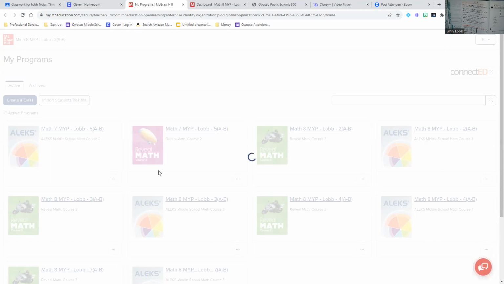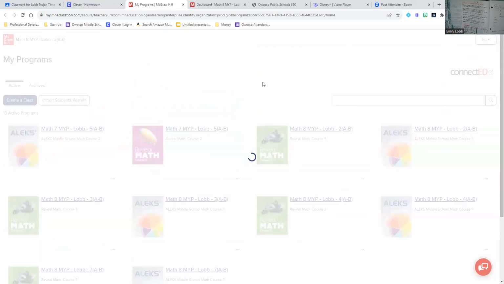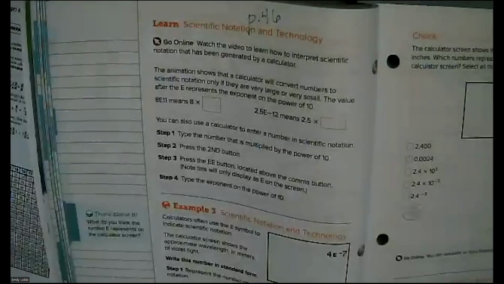Our reveal doesn't want to open. Sad day. Sometimes technology doesn't work the way it's planned, right? I've tried twice. All right.